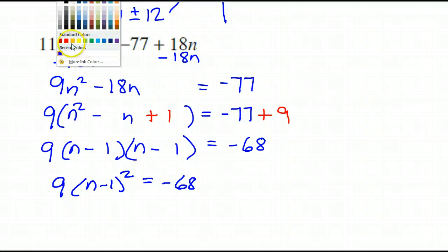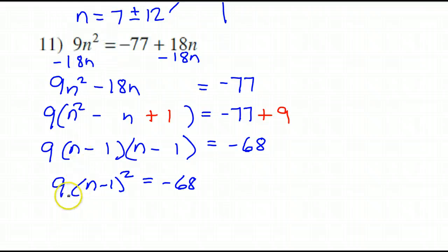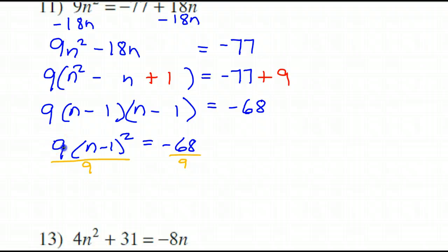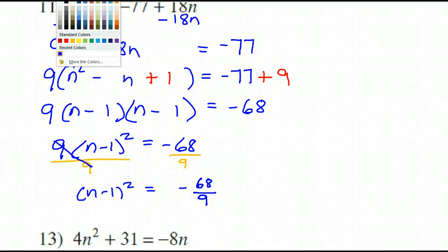So instead, I need to divide both sides by 9. Okay, so I'm going to divide by 9 like this. Because these 9s will cancel out, now I have n minus 1 squared is equal to negative 68 over 9. Okay, so this is shaping up to be a little ugly, but that's life.